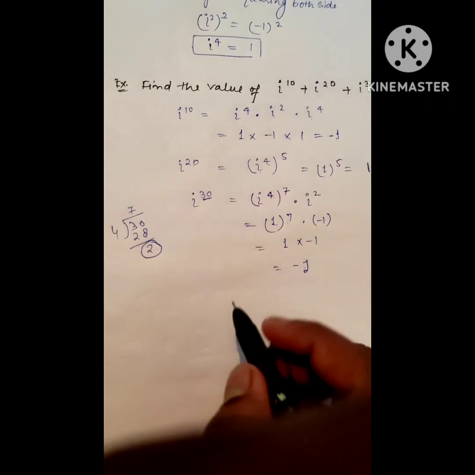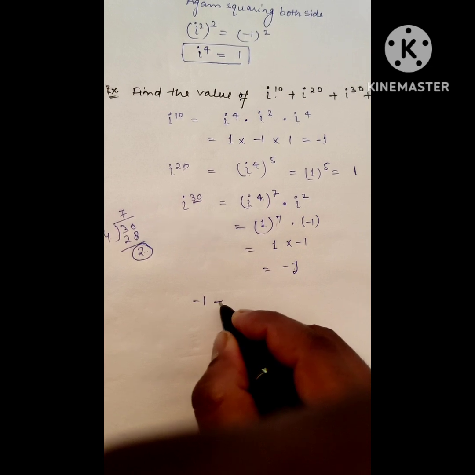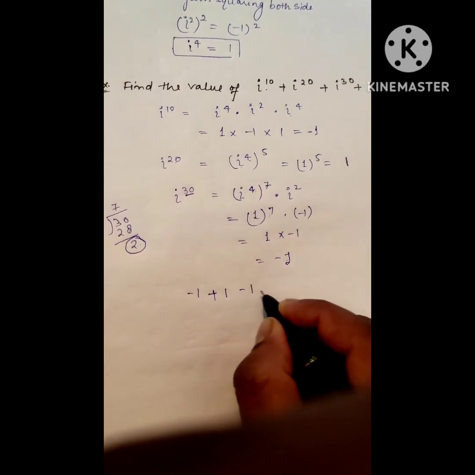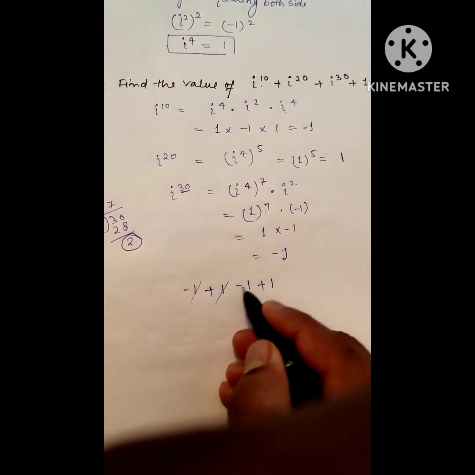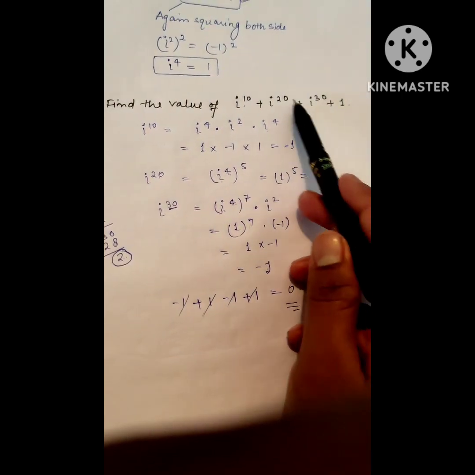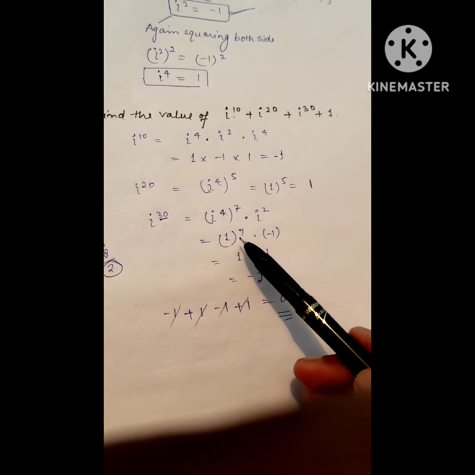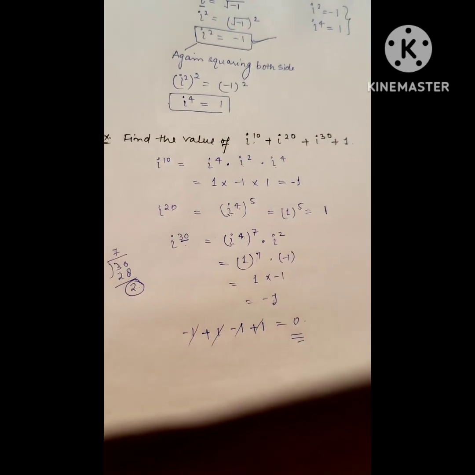Putting all these values here, we get minus 1 plus 1 minus 1 plus 1, which cancels out, and the answer is 0. So these types of questions you can reduce in the form of i to the power 4 or i to the power 2. So the answer is 0.